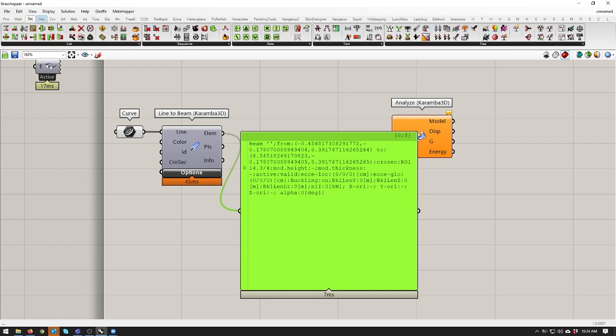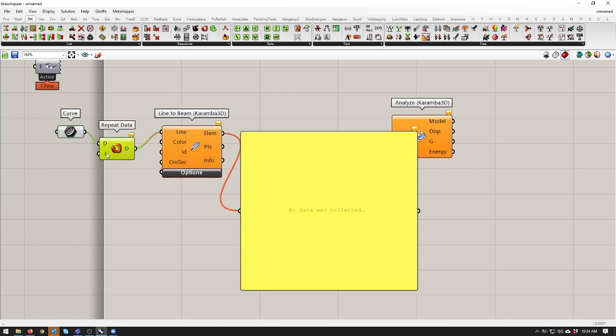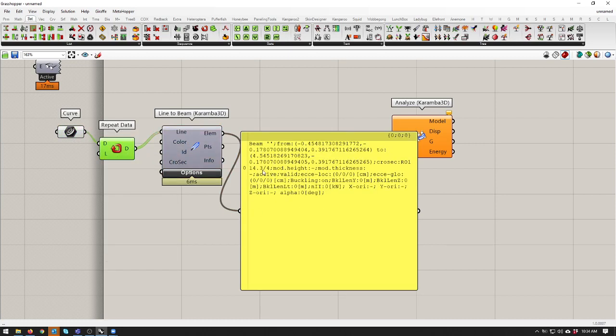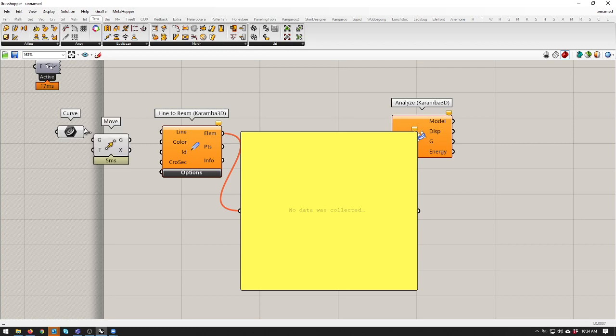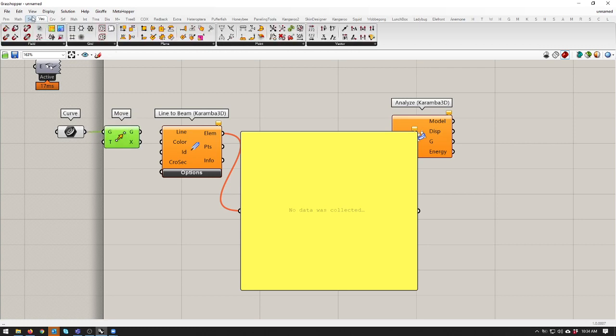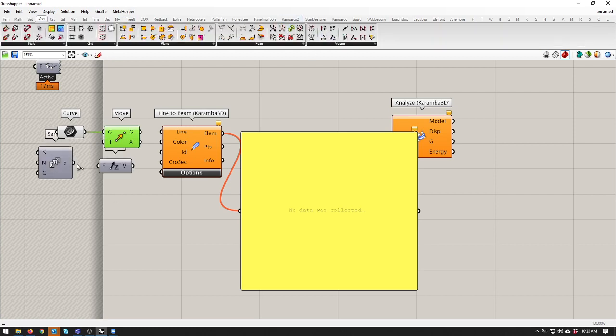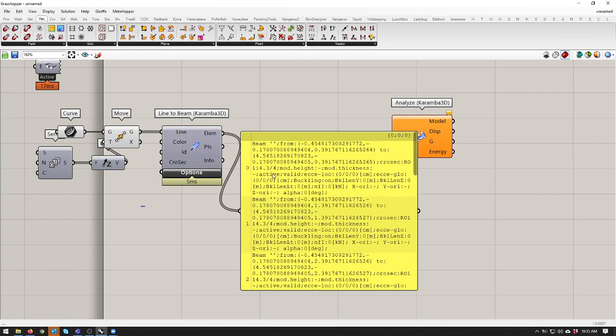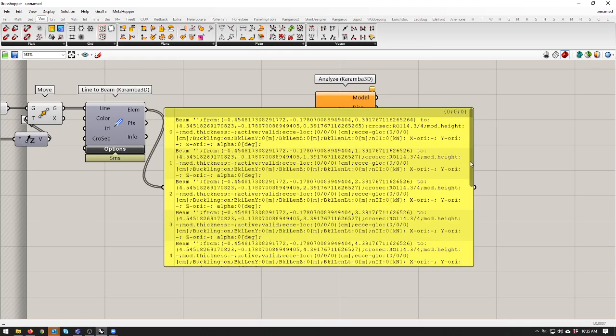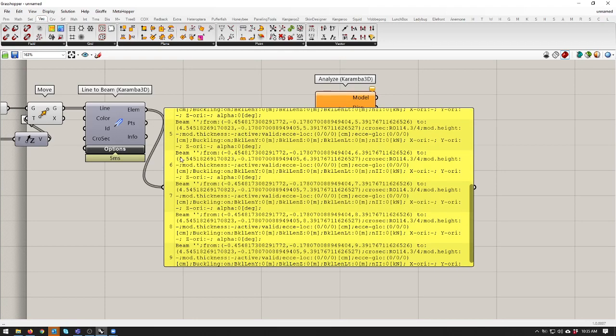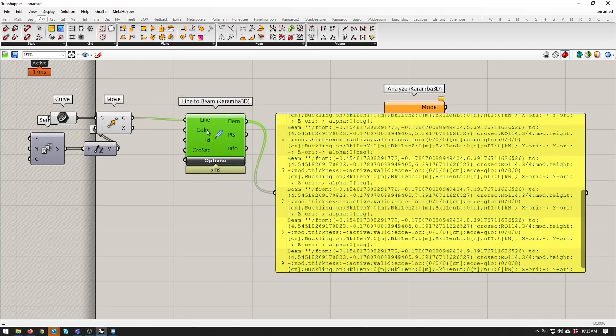And if I actually duplicate that member, that's right. It doesn't like duplicates. That is a poor example. There we go. So if we put more than one beam in, then there's a string representing each of those things. You can see there are a few other inputs that you can change.